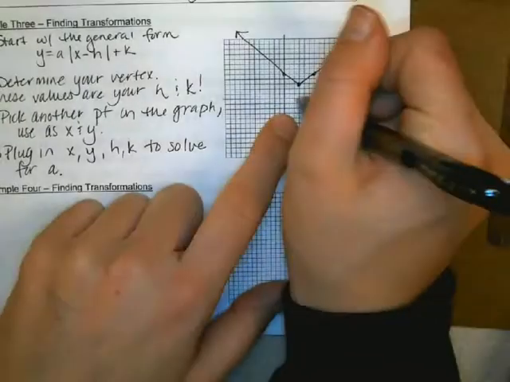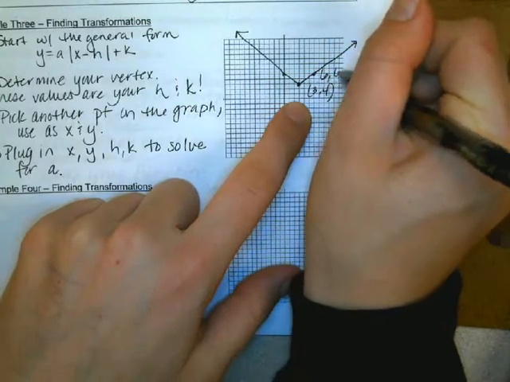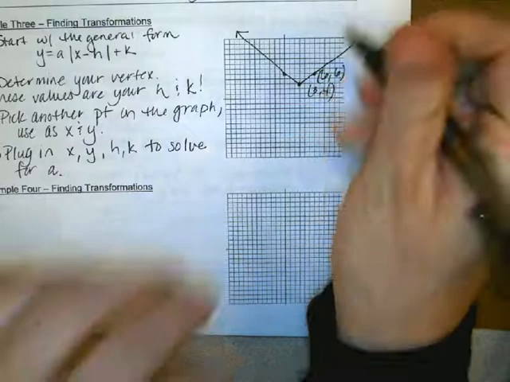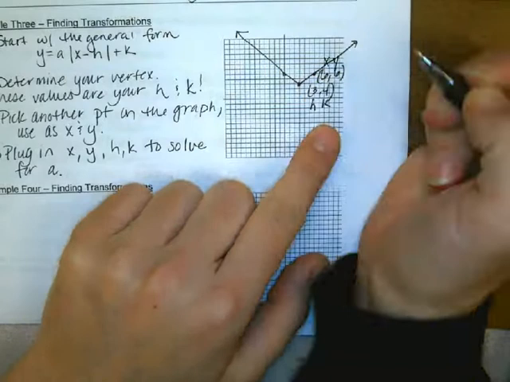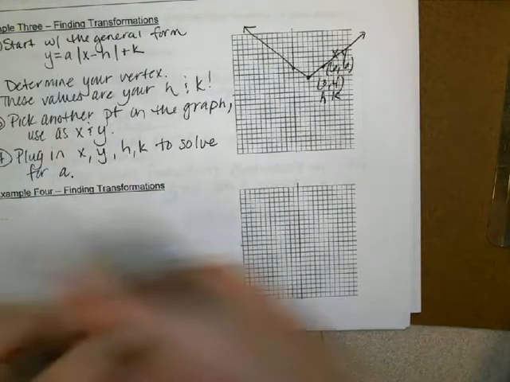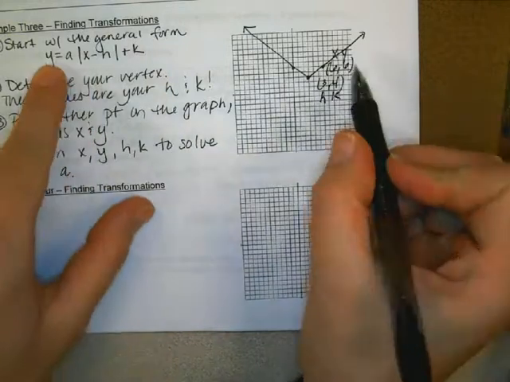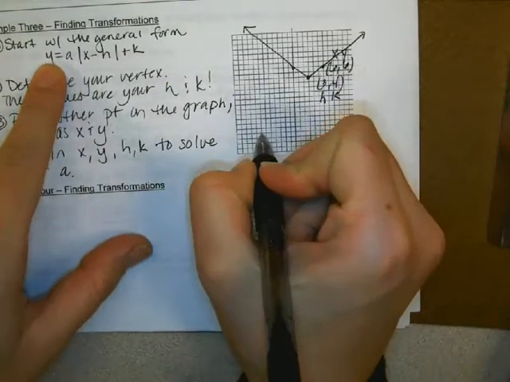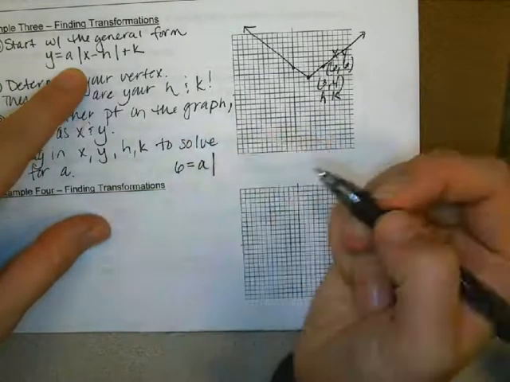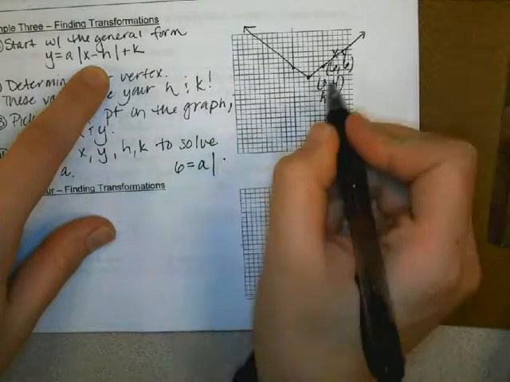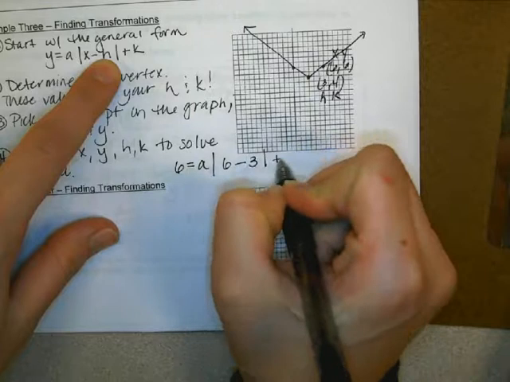My h, k is 3, 4. And then I'm going to pick one of these points. Let's do 6, 6. Okay? This is going to be my h, my k, and then any other point on the graph, we're going to label x and y. We're going to take all 4 of those values and plug them into my general form. So my y value is 6. I'm going to be solving for a here. My x value is 6. My h value is 3. My k value is 4.